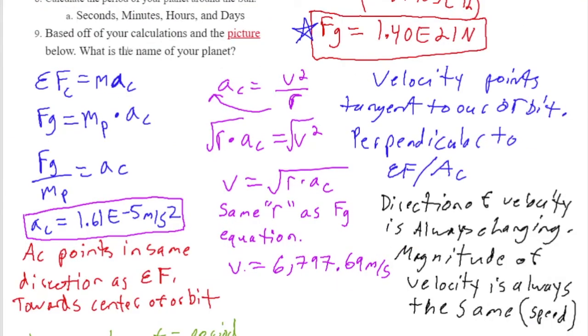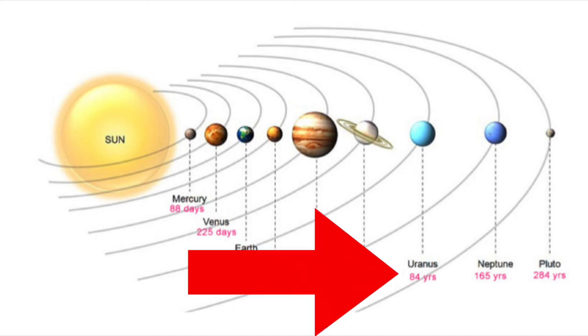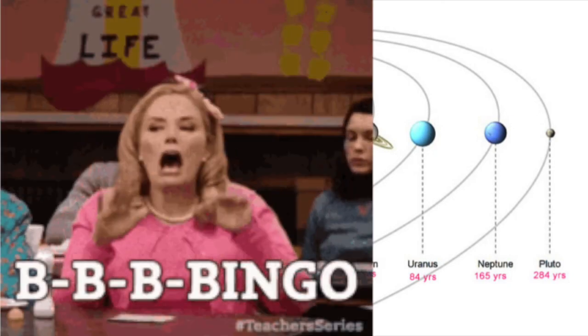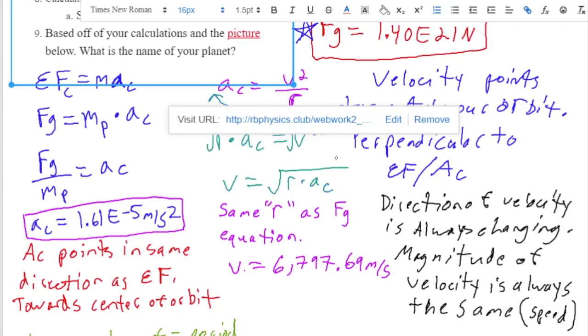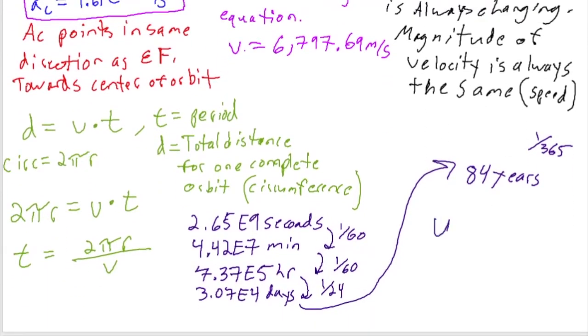Because the last question asks us, based off of these calculations and the picture below, what is the name of our planet? If we look at this picture here, we can see that it has the time that it takes for each of these planets to orbit the sun. We have 88 days, 255 days, 365 days, 685 days, 12 years, 28 years, 84 years. I just saw that somewhere. Well, bingo. That means that the planet we picked was Uranus. And we can go ahead and write that down here as our planet, Uranus.